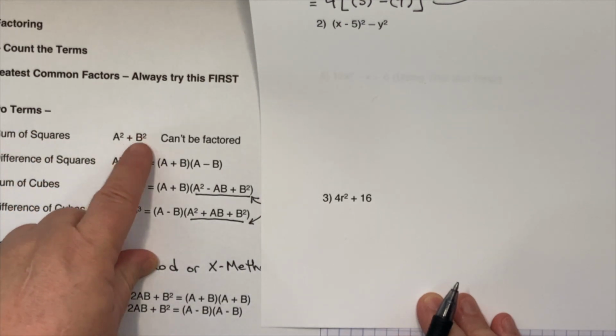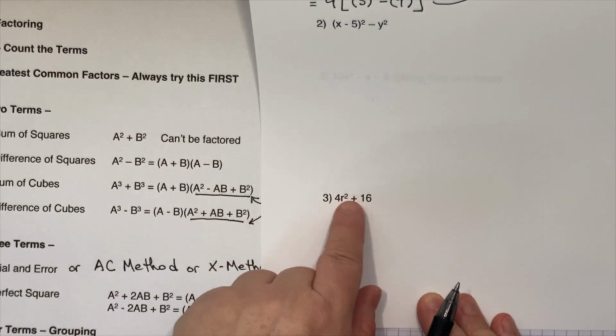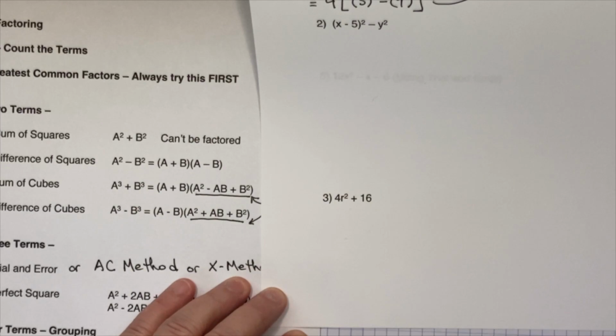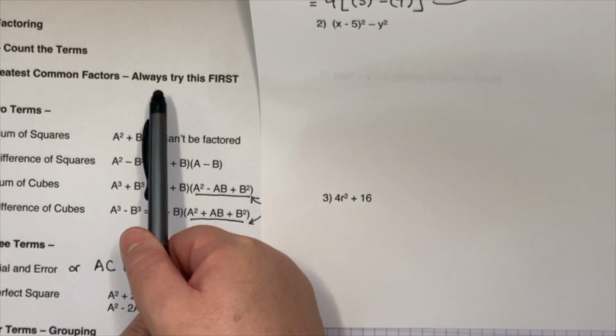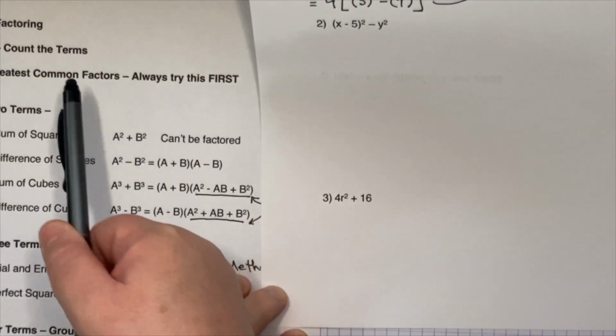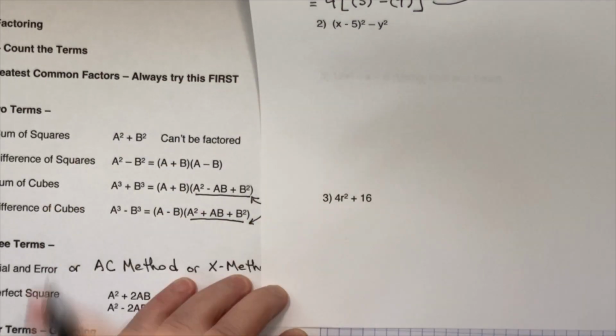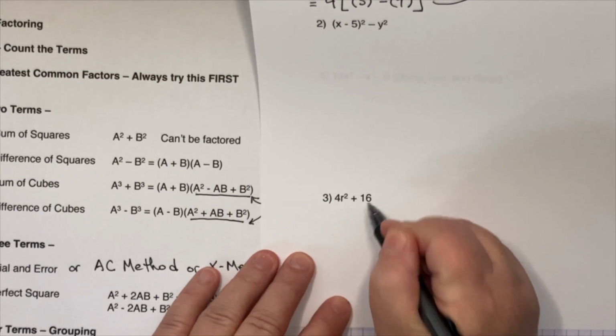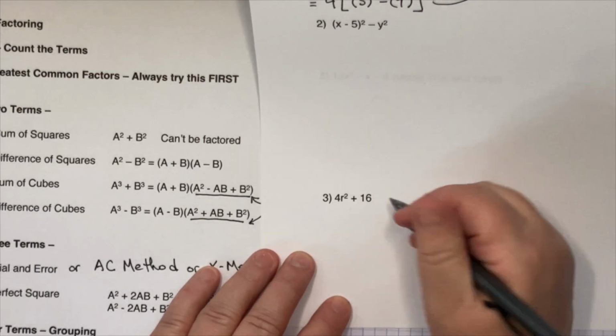We've got a squared plus b squared. You could see, oh, a squared plus b squared. That's looking like a sum of squares. So normally we'd say it can't be factored. But right above it, in bold letters, always try this first. Greatest common factors. So is there anything common between these two? And the answer is yeah.